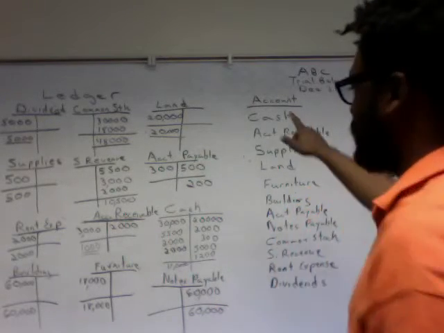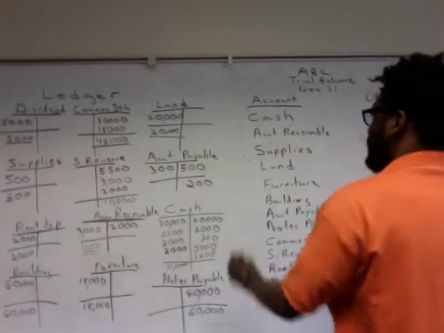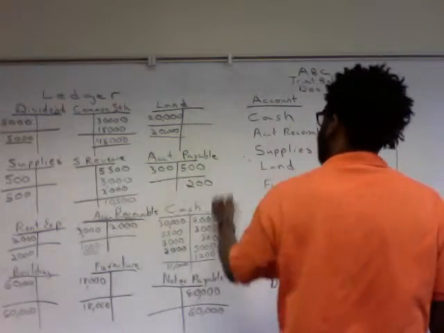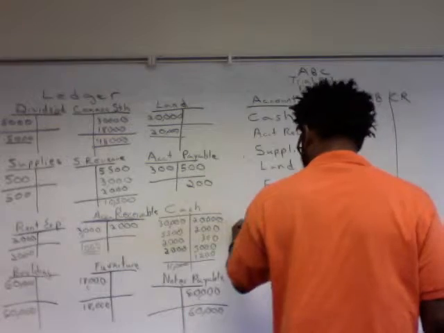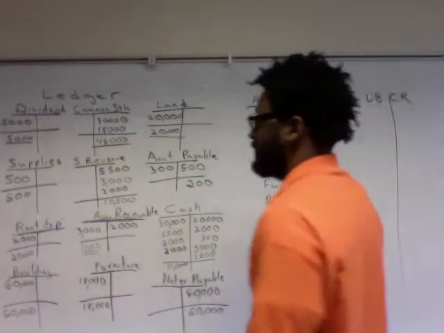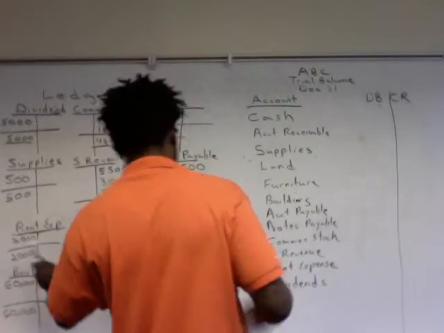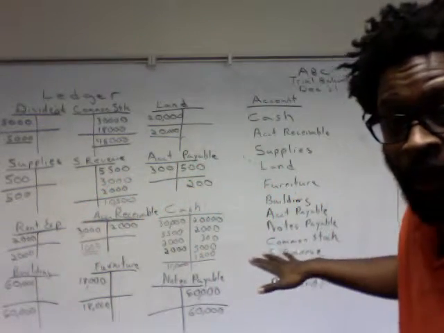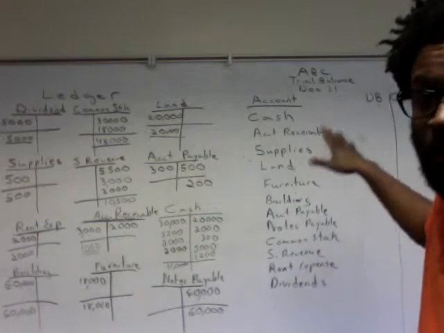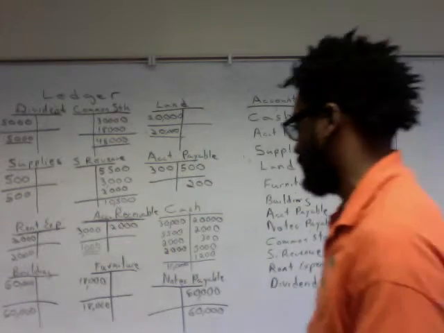What I like to do is count my accounts to make sure they match what's in my ledger. 1, 2, 3, 4, 5, 6, 7, 8, 9, 10, 11, 12. Make sure I didn't skip anything. Perfect. Now all we have to do, guys, is plug the numbers in, the ending balances in.